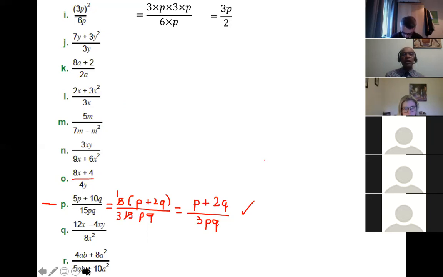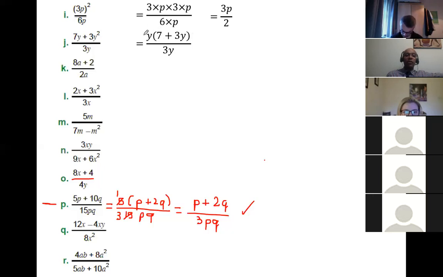The next one, this exercise told us, if you remember, factorize first, if you can. So we've learned how to factorize. We've got 7y plus 3y square. We can get y outside the bracket. So that's easier to do. So if you get y outside the brackets, you get y open brackets 7 plus 3y, because then you get your 7y plus 3y square.